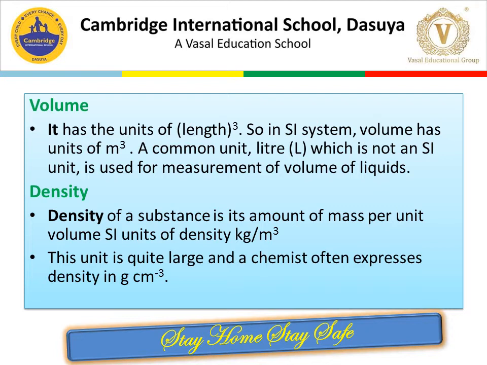However, commonly we use the term litre also, which is not an SI unit, but still we use it for measuring the volume of liquids. Now the next one is density. What is density? Density is the amount of substance per unit volume. That means if we define it, it is the mass per unit volume, and the SI unit of density is kg per meter cube. However, this unit is quite large and we often use gram per centimeter cube for density.